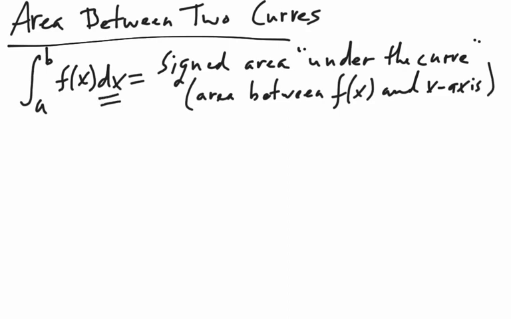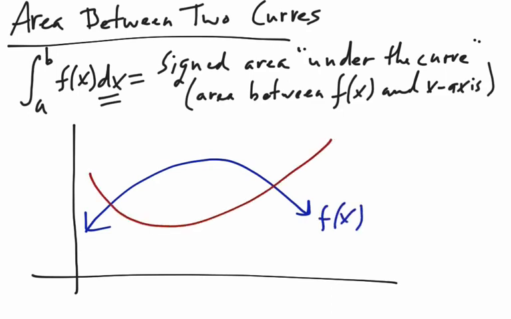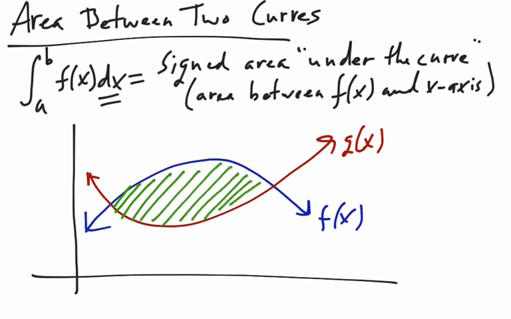So the question now is, let's say that we have two functions. Let's say that we have f of x in blue, here it is, and g of x in red, like this. What we want to do is find the green area, which is trapped in between g of x and f of x. g of x and f of x have two intersection points, here's one and here's the other. Those are going to be the a and b values that we're going to use to set up our integral. So let's think about this.